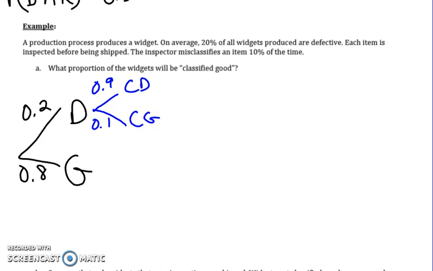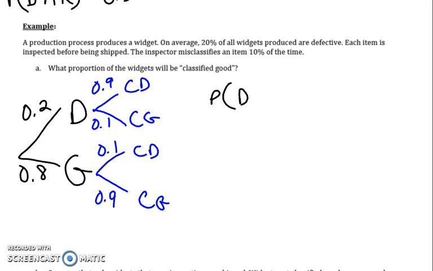If it's good, it's either classified as defective or classified as good. So now, 10% or 0.1 is classified as defective, and 90% or 0.9 is classified as good. So we want the proportion that will be classified as good. So we're going to be looking at the probability that it's defective and classified as good, and the probability that it's good and classified as good.